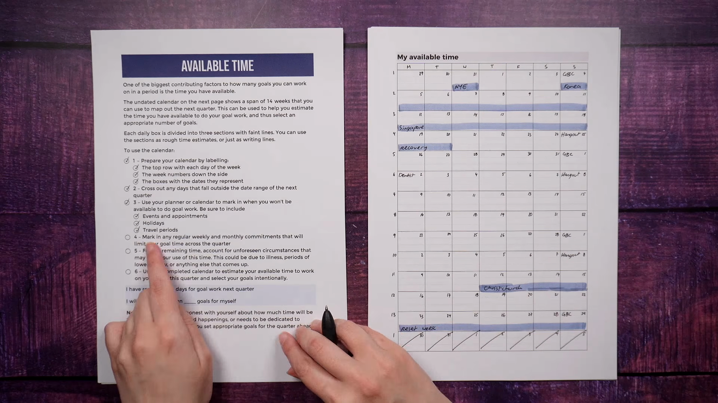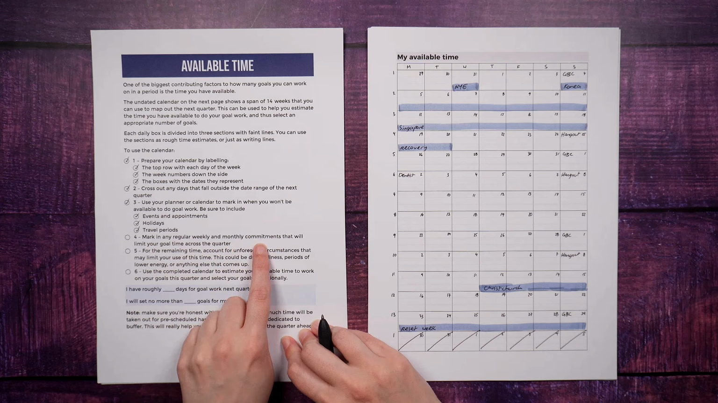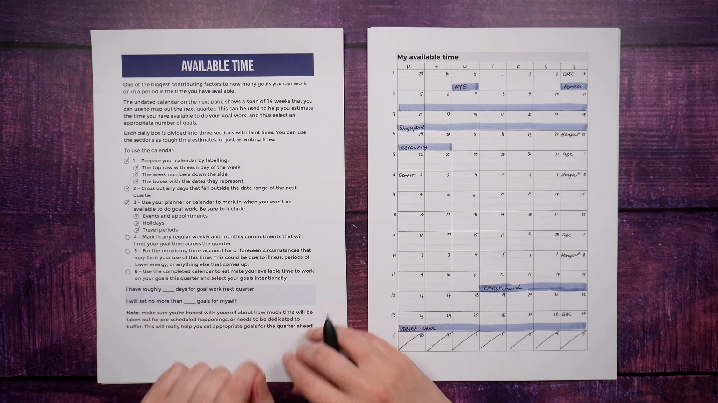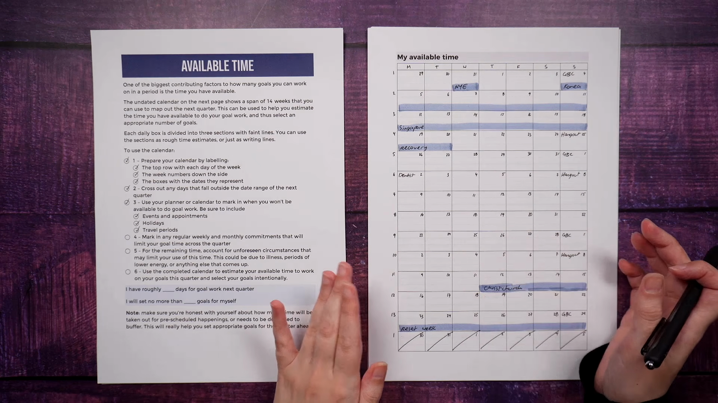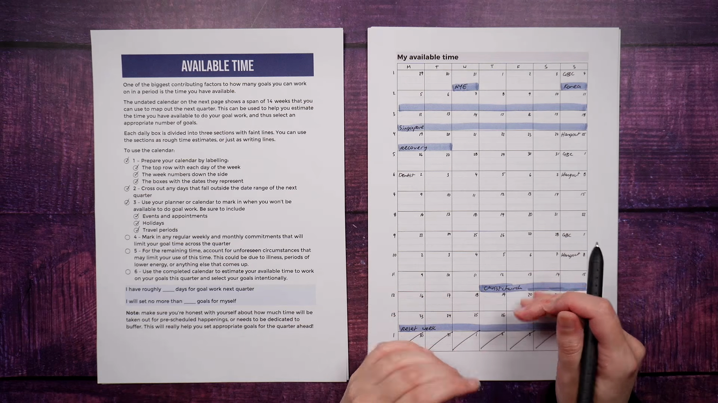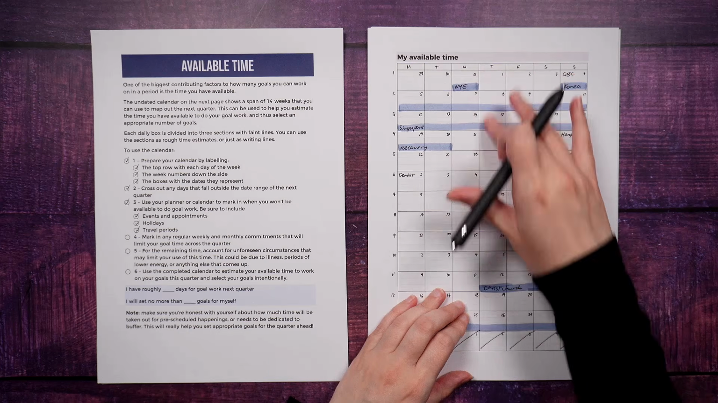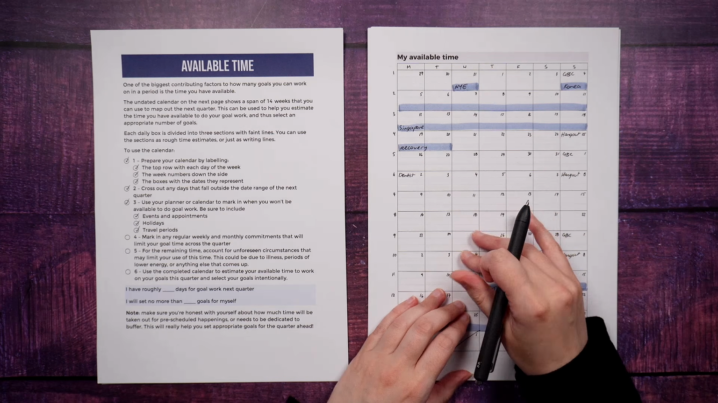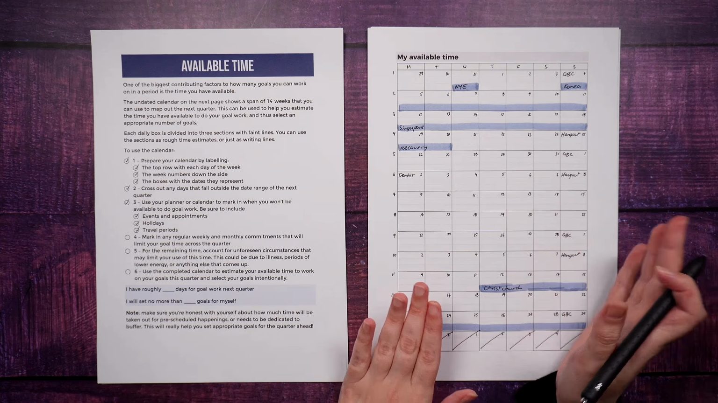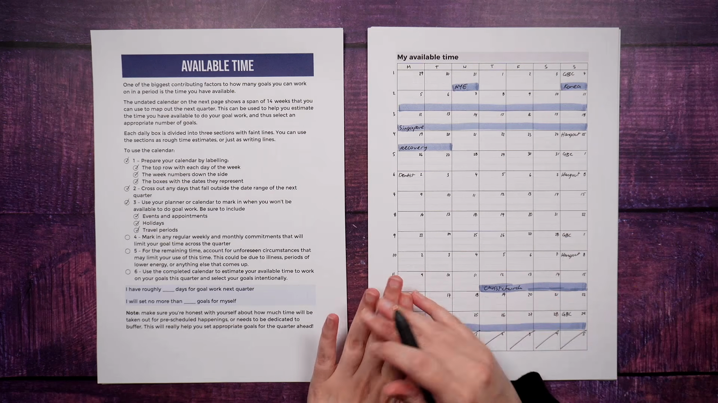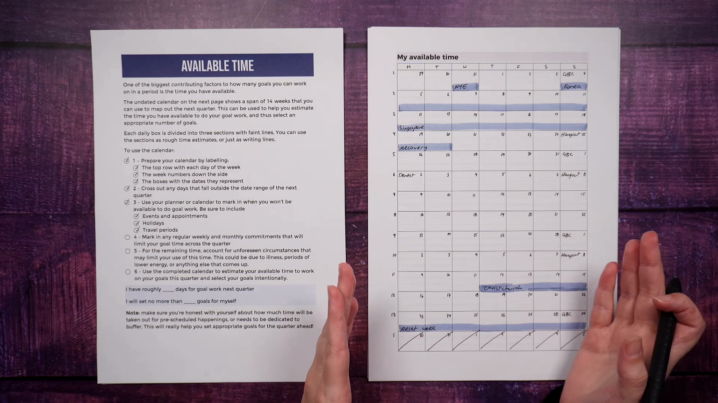But the next thing is mark in any regular weekly and monthly commitments that will limit your goal time across the quarter. So for instance, if you know that every Thursday evening you have some kind of event to go to, and that would otherwise be prime time for goal work, we note all of those ones in. Similar idea with my Wednesday hangouts. I have my midweek mafia hangout. It happens every Wednesday, either at my place or a friend's place. So that time isn't going to be dedicated to goal work time.